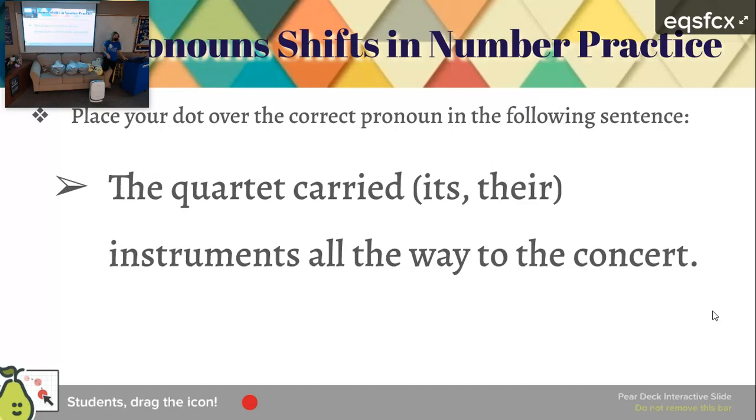Okay? When we're working together as one unit, it's singular. When we're working separately as individuals, it's plural. Okay, so if that collective noun is plural, what do we need to choose here? Its or their? Which one's plural, you guys?